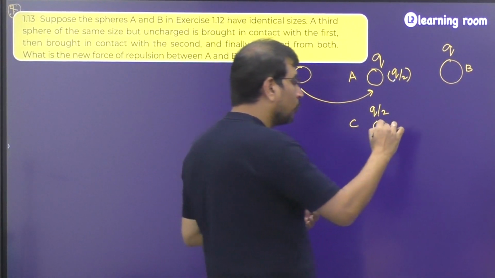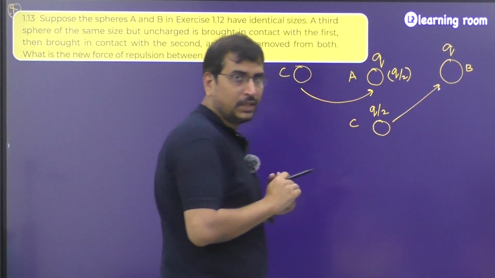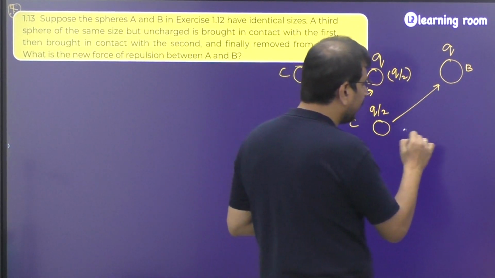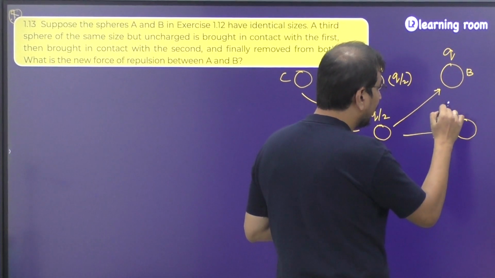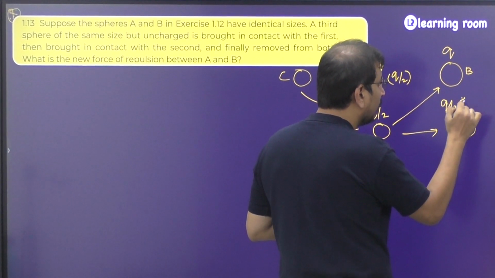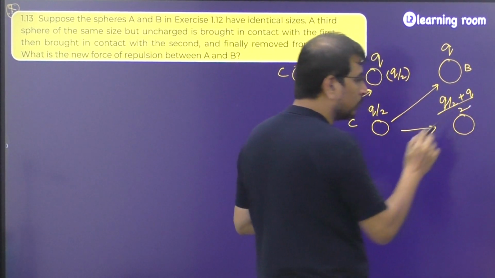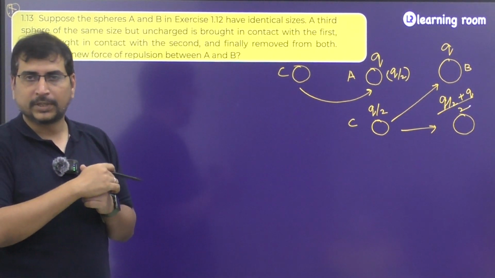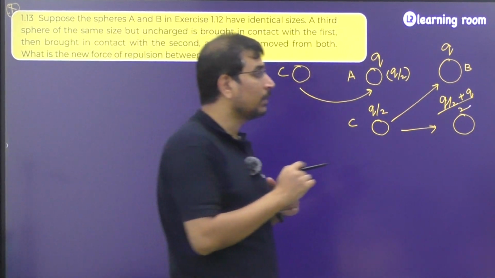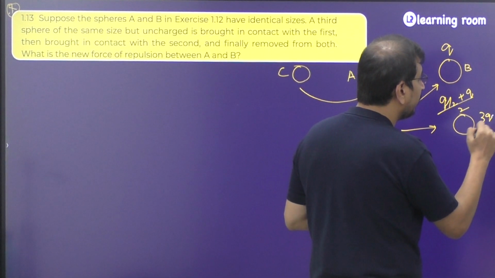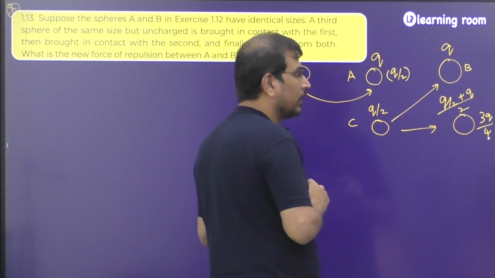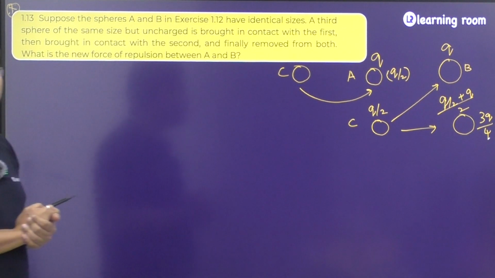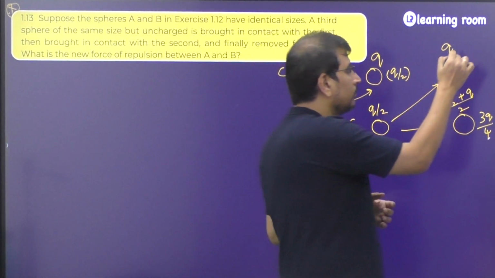Now this Q by 2 is taken in contact with B and removed again. So what will be the new charge that will be available? It will be Q by 2 plus Q, the whole divided by 2. I told you, you need to take the average. So Q by 2 plus Q, the whole divided by 2, becomes 3Q divided by 4. Right? Then how much is the charge that is going to be present here? It will be the same thing.